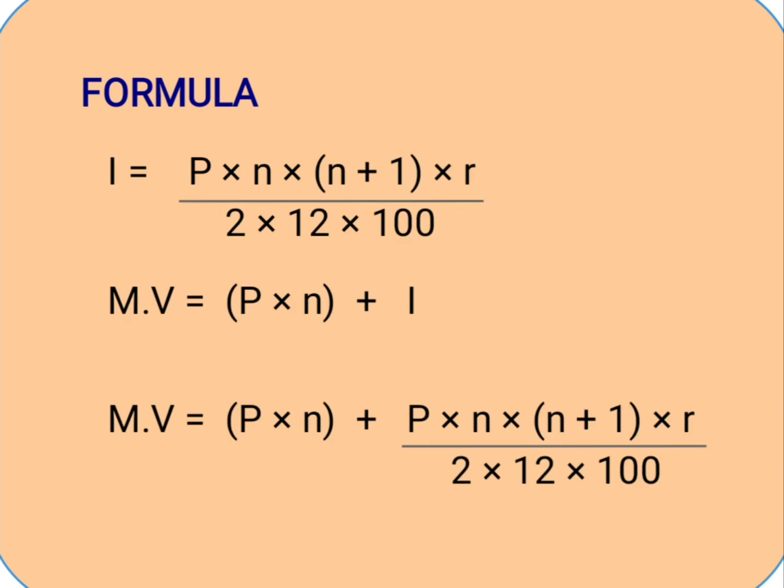Finally, we are using two formulas. One is the interest formula and another one is the maturity value. Maturity value is nothing but the sum of the total fixed amount invested every month and the interest. We can substitute the formula of interest in the place of I. So our maturity value formula is P into n plus P into n of n plus 1 into R whole divided by 2 into 12 into 100.